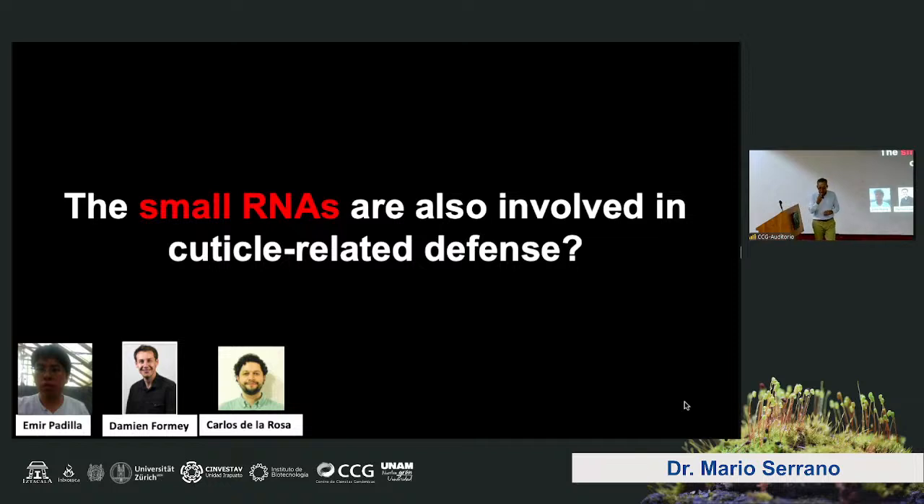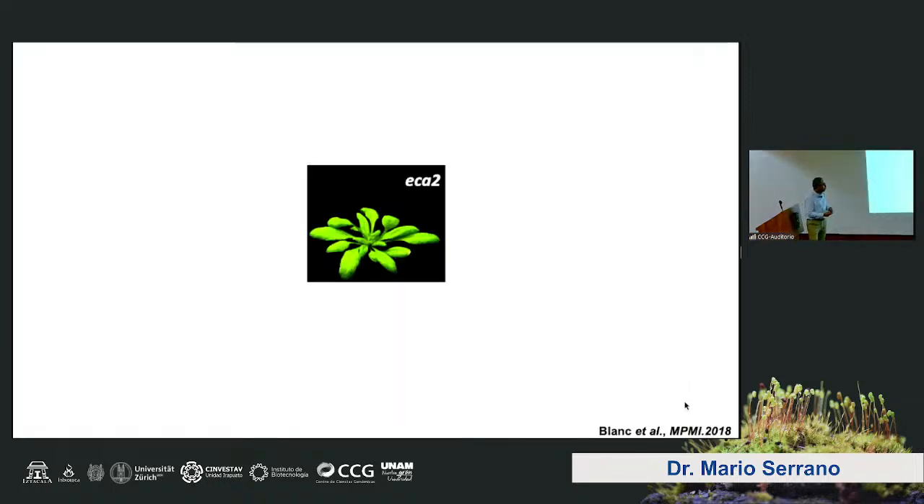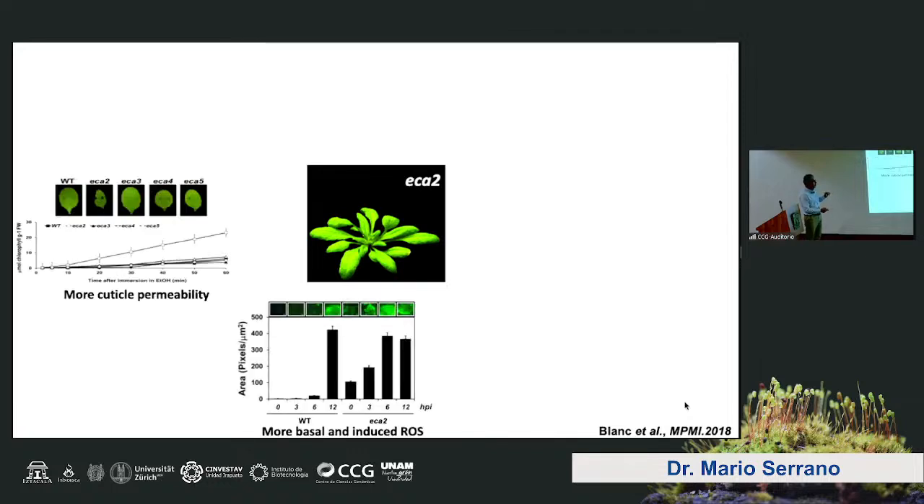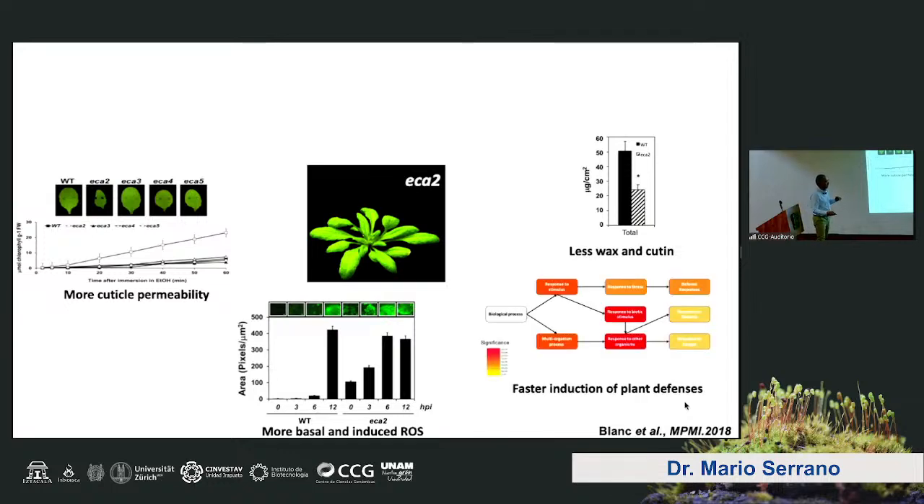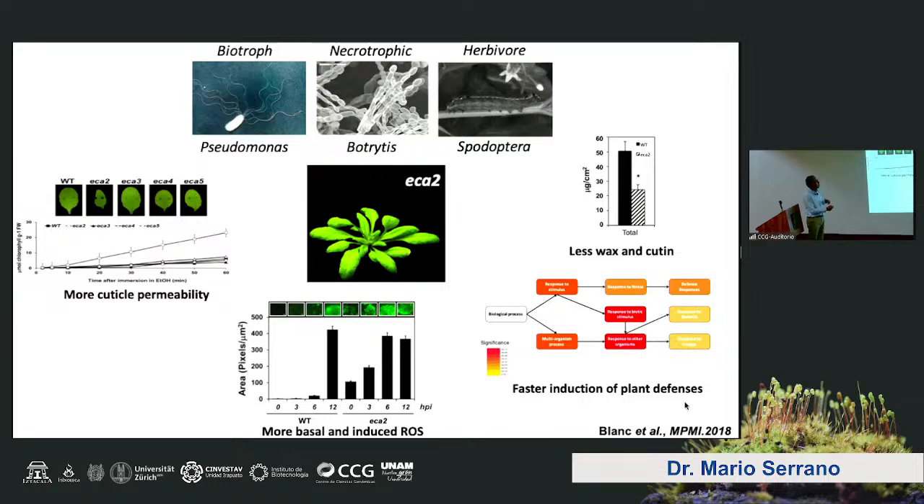And this is, again, the work of Carlos de la Rosa, who did a postdoc in my group. And we use our model, ICA2, a mutant with more cuticle permeability and more ROS. They have less wax and cutin. We know that they have primed defense responses. And also something very interesting is that they are not only resistant to Botrytis, but also to Pseudomonas and Spodoptera, but susceptible to Phytophthora. So it's not that ICA2 is so stressed that it responds against everything, but it is more or less specific for these pathogens.